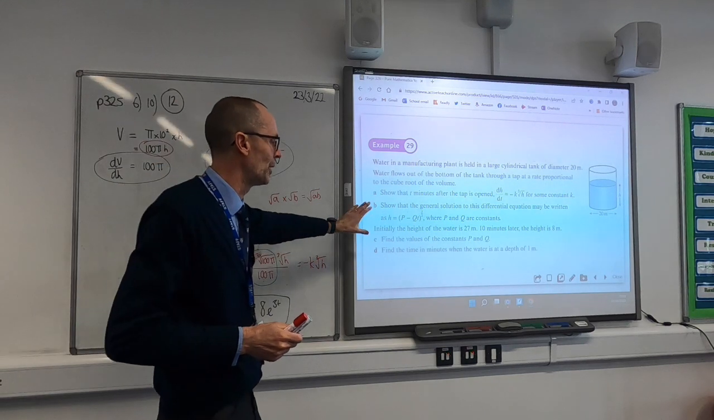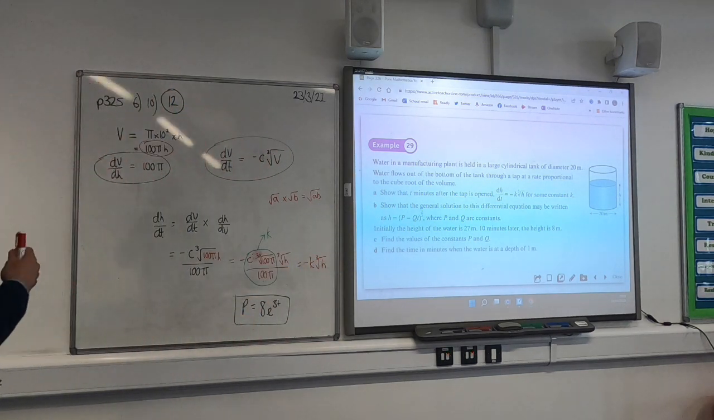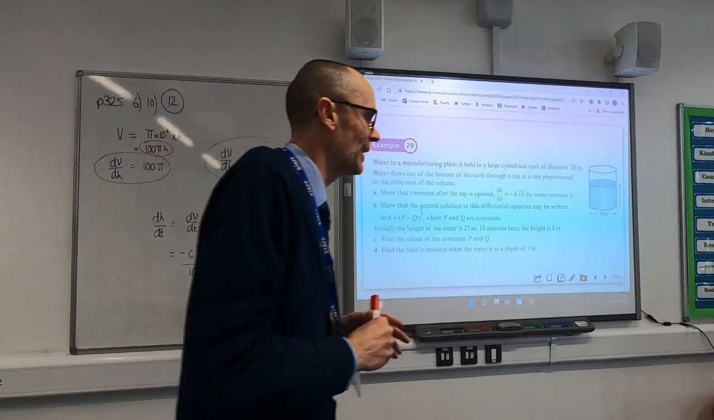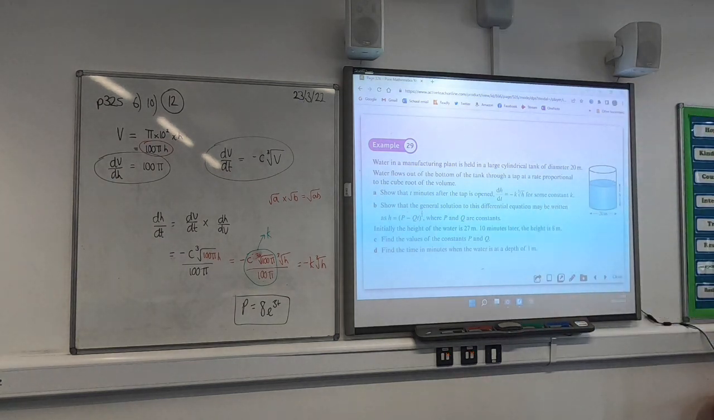So we're now on to part B, trying to integrate this. I'm saying again, this is really hard, really hard. I'm not doing this because it's easy.